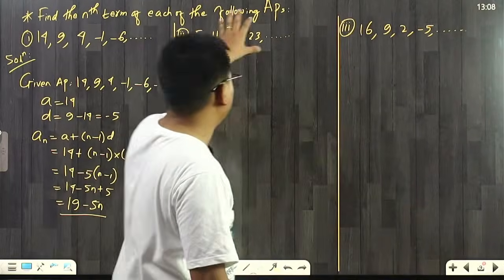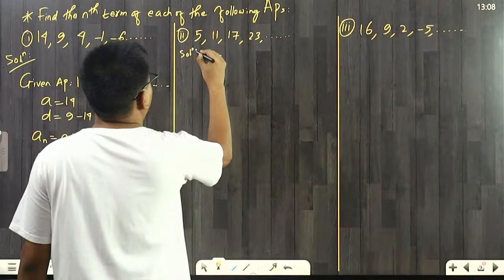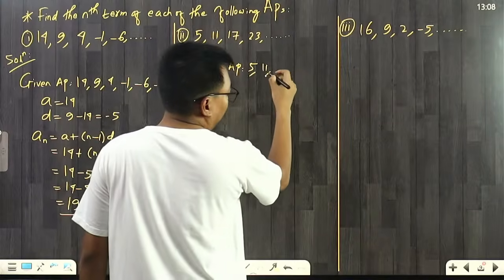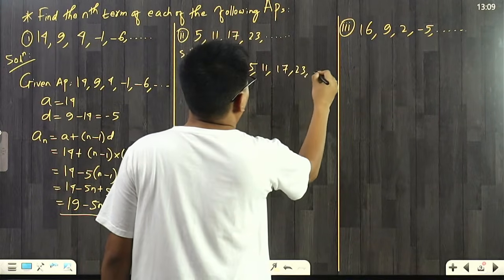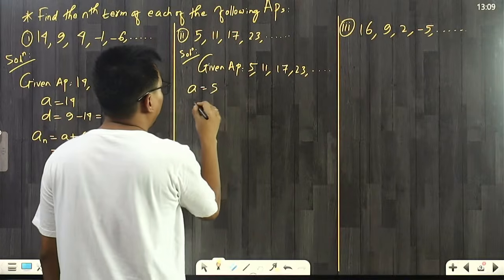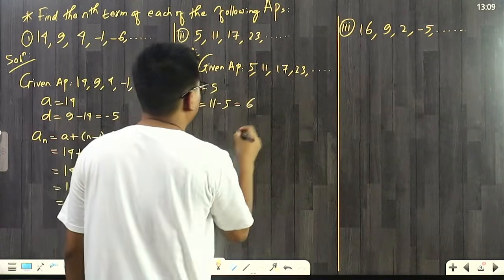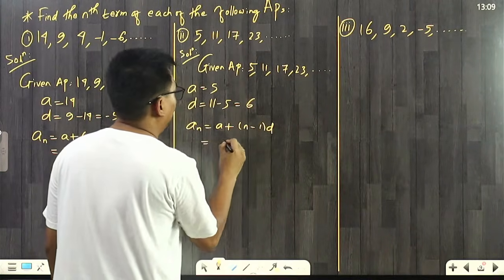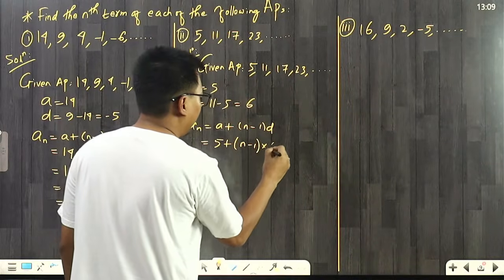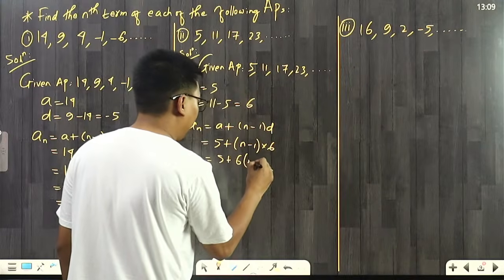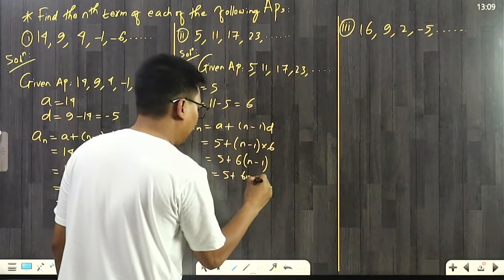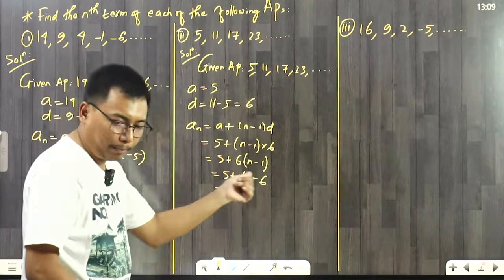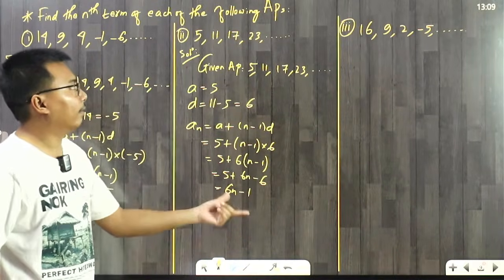So similarly, we can find this. Given AP: what is the AP? 5, 11, 17, 23. How much is a? 5. d will be 11 minus 5, which is 6. So we can find a n now. a plus n minus 1 d. How much is a? 5. n minus 1. d is 6. So 5 plus 6 into n minus 1. So 5 plus 6n minus 6. I'll keep 6n as it is. 5 minus 6 will be minus 1. So this is my nth term for this AP.